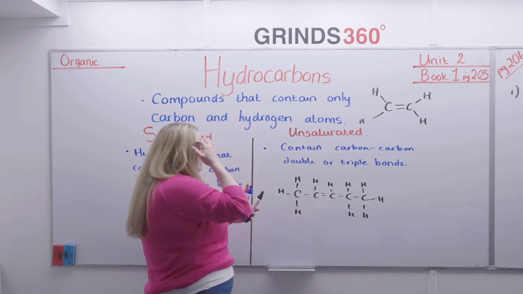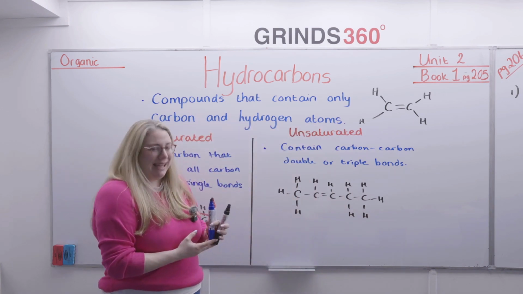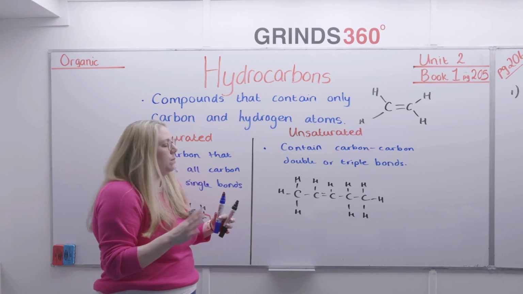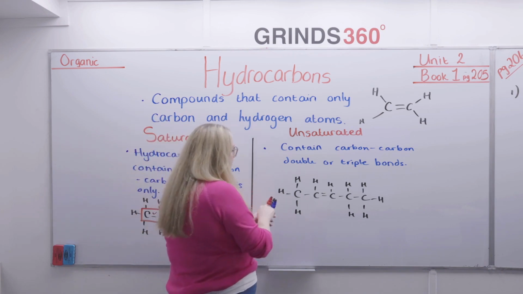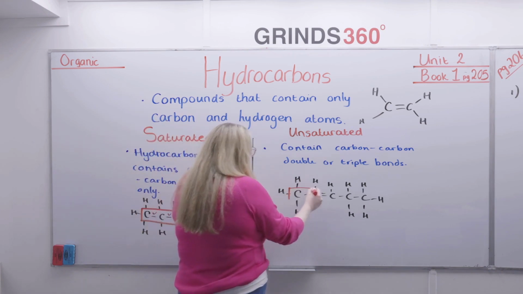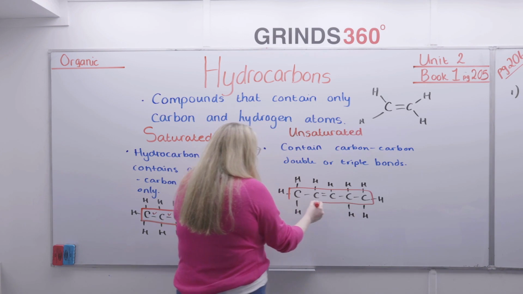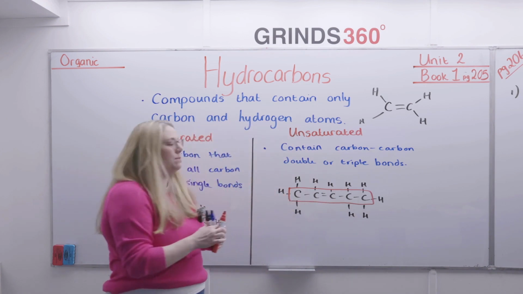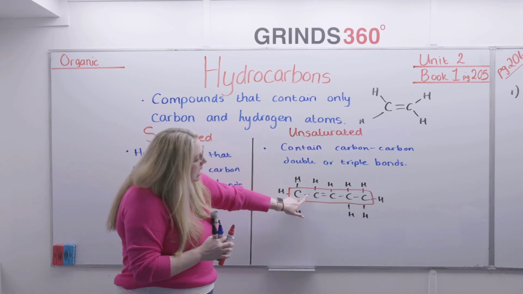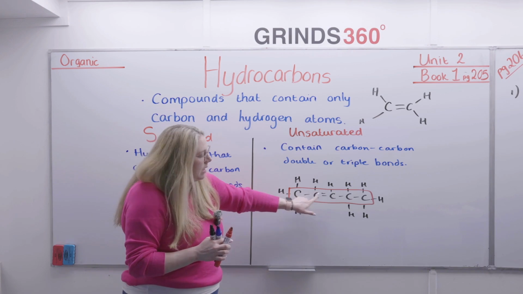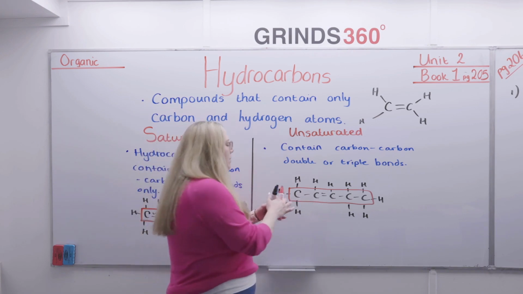Okay, this molecule is pent-2-ene, or 2-pentene if you prefer. We'll see the IUPAC naming later. So we highlight the carbon backbone in this molecule and we look at the individual bonds between the carbon atoms. This bond is a single bond, but this one here is a double bond.